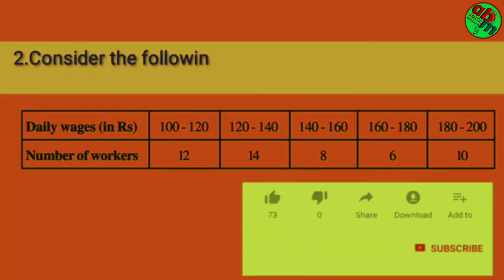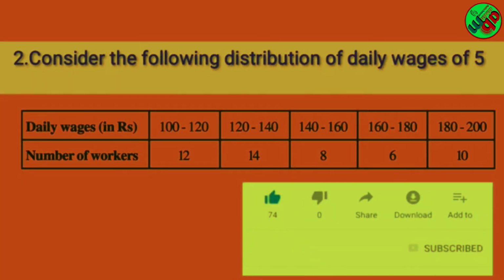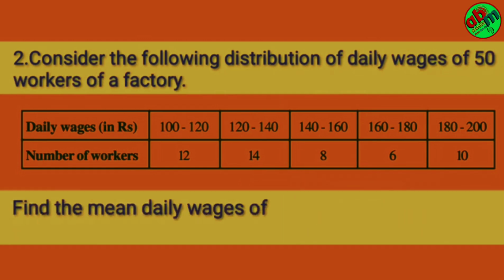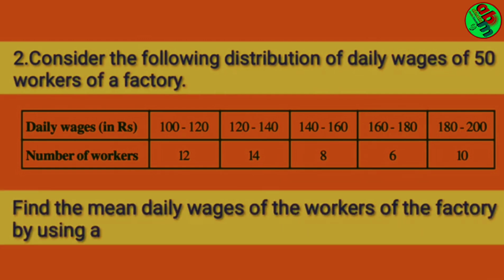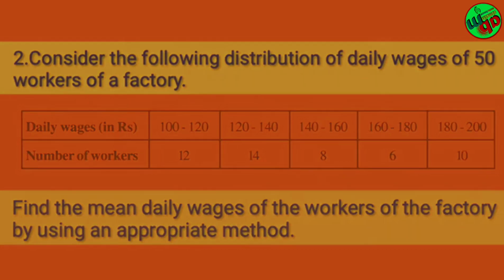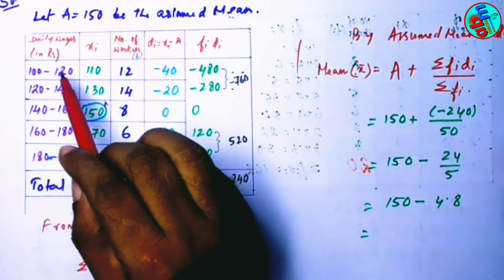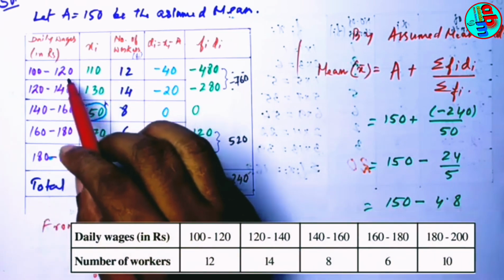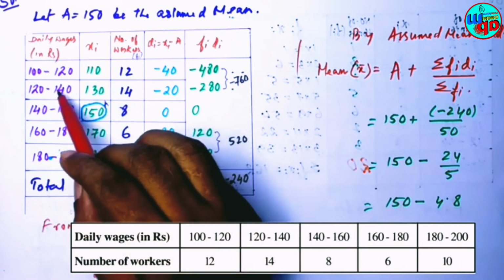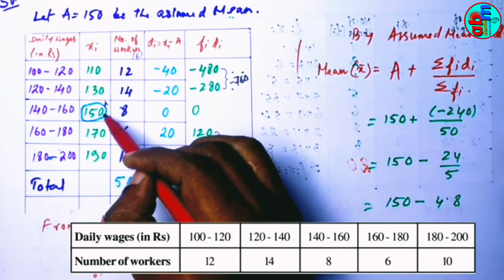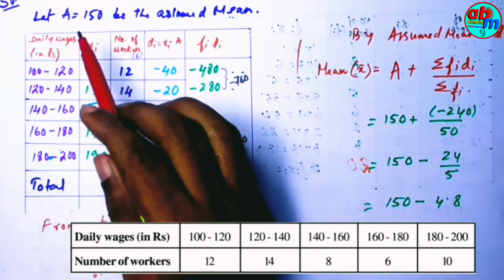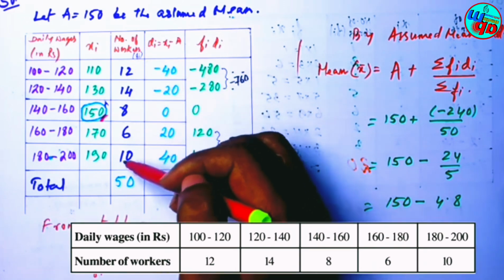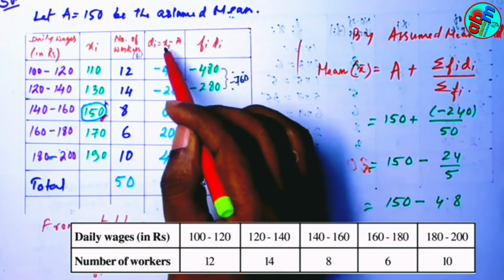Here we have another question. Consider the following distribution of daily wages of 50 workers of a factory, where the table is given below. Find the mean daily wages of the workers of the factory by using appropriate method. So let us solve it. We have written this daily wages 100, 120, 120, 140, and we find out the mid value as 100 plus 120 is 220 divided by 2 is 110. Likewise we got the others, and we take this one as a value. So let a equal to 150 be the assumed mean. And we have written number of workers are 12, 14, 8, 6, 10. The total is 50. And we found out di equal to xi minus a.